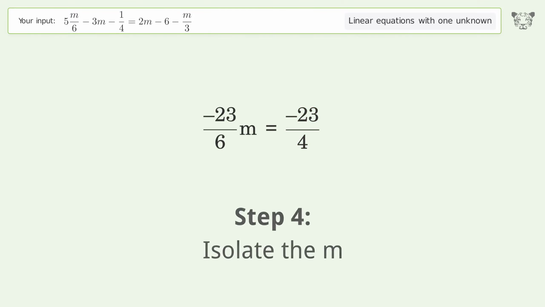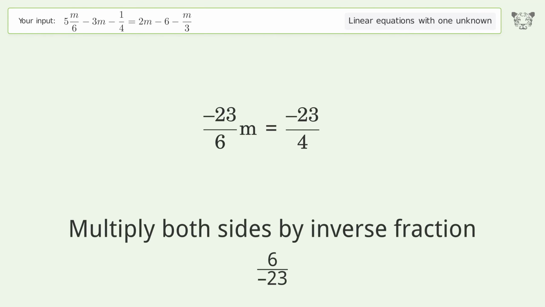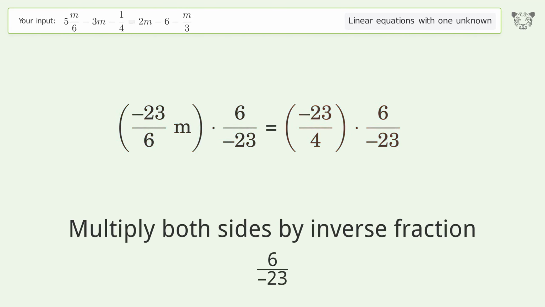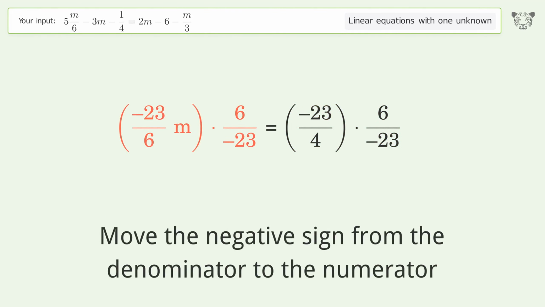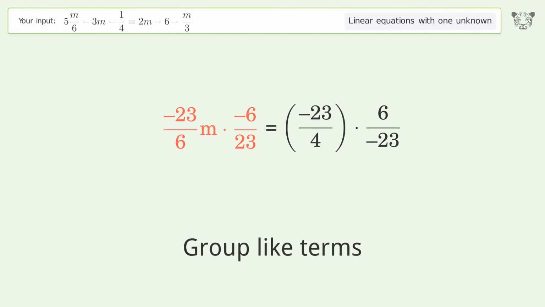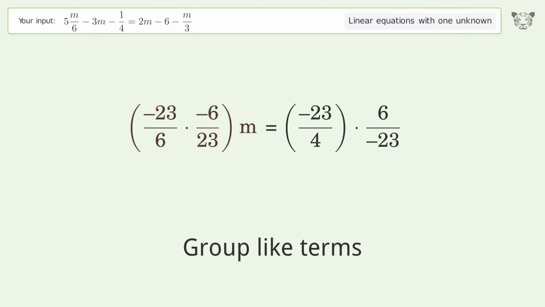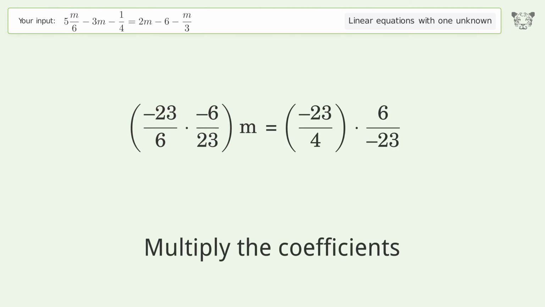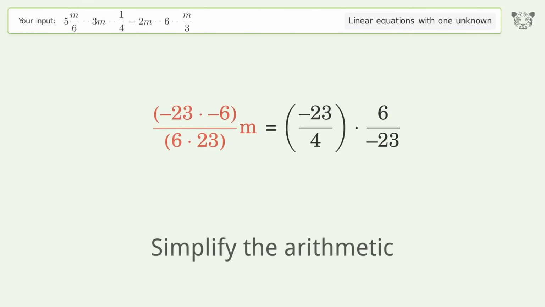Isolate the m. Multiply both sides by inverse fraction 6/-23. Move the negative sign from the denominator to the numerator. Group like terms. Multiply the coefficients. Simplify the arithmetic.